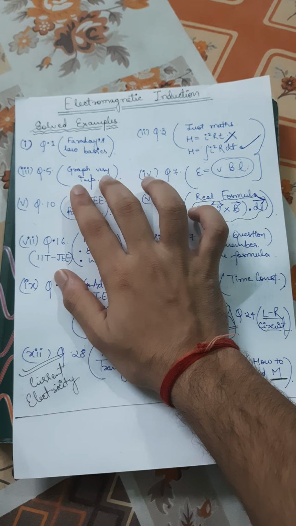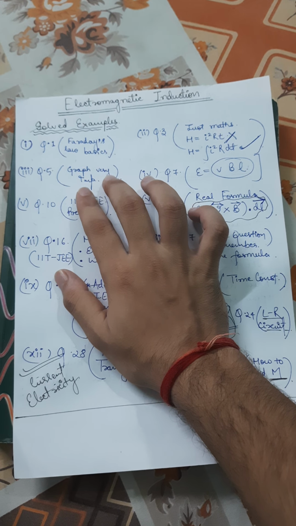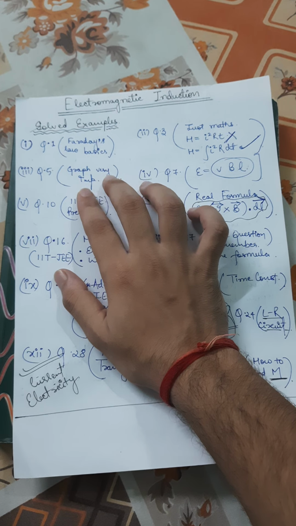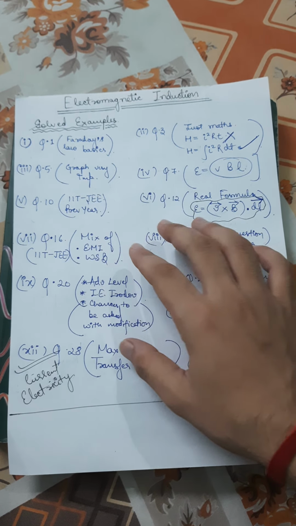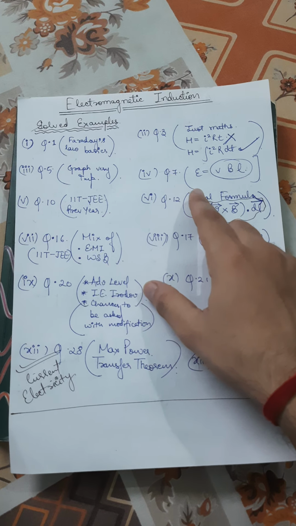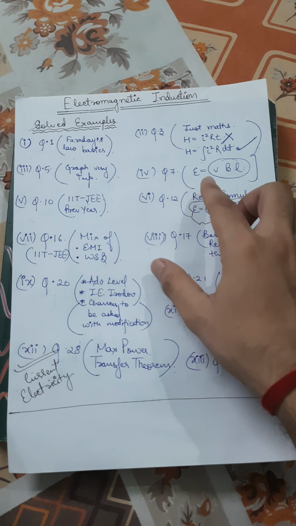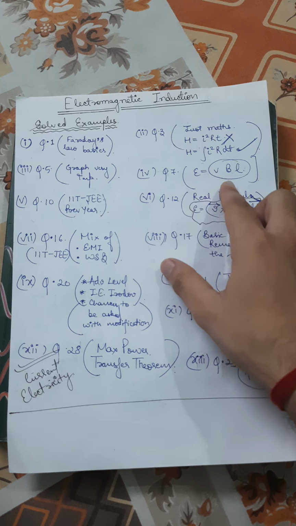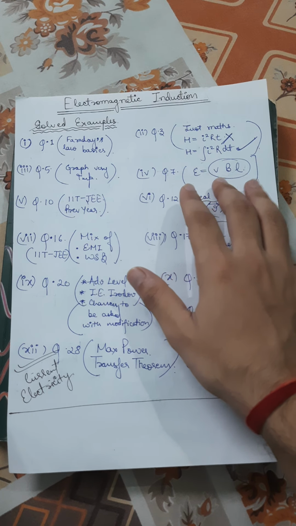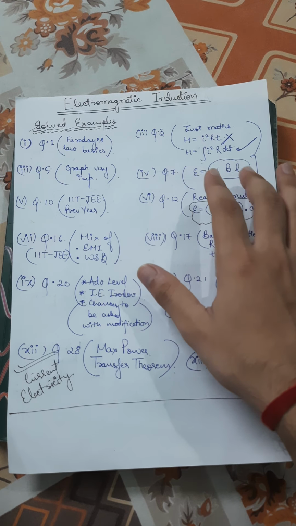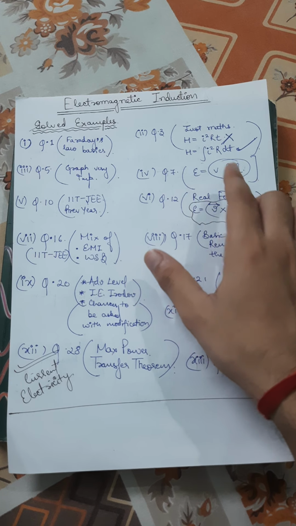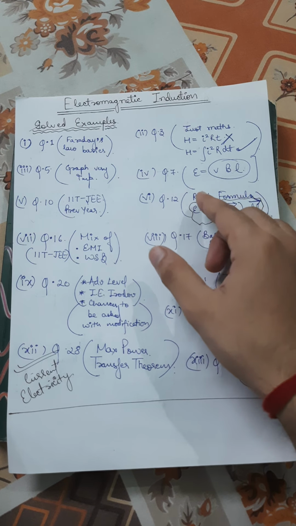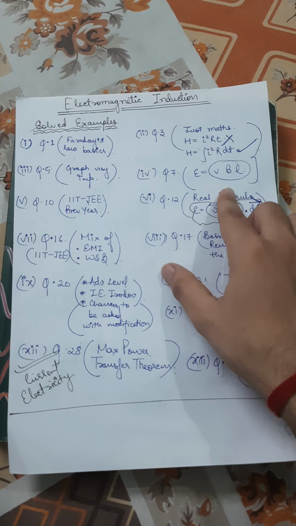Question number 5, the graph is very important. This can be asked in JEE Advanced, and the function of I think area with EMF, I think radius, that is also very important. Question number 7 will help you remember that E equal to VBL. Now what is the direction of V, B and L? That is also very important, that V is perpendicular to L or V is parallel to L. So you need to go through it.